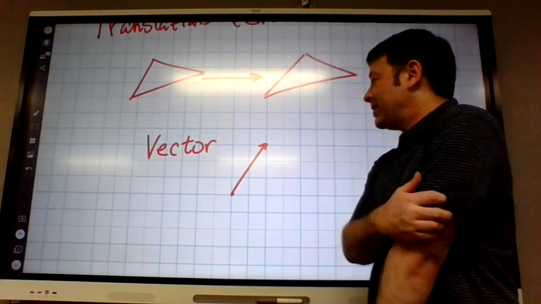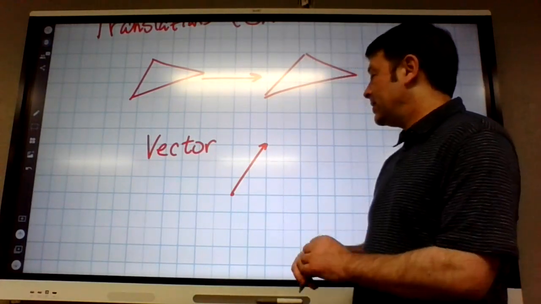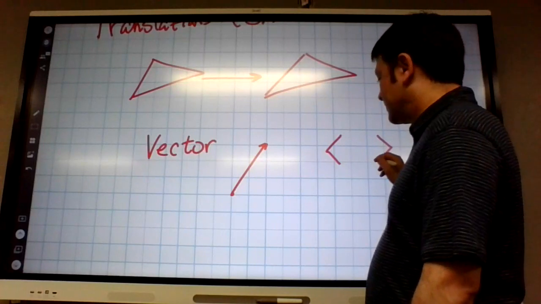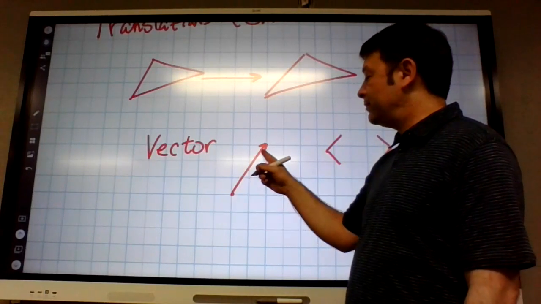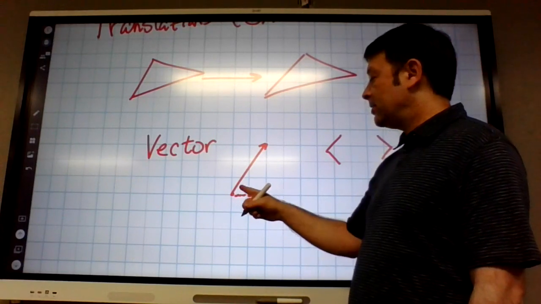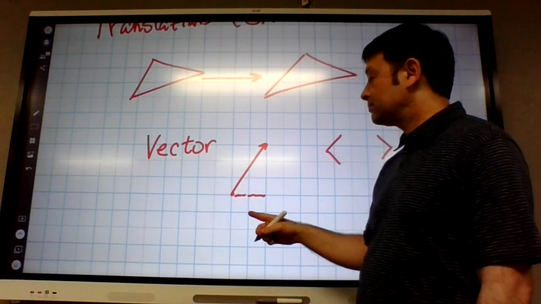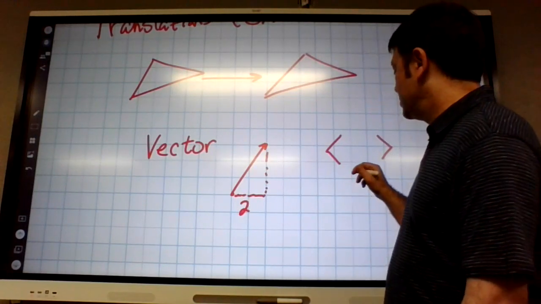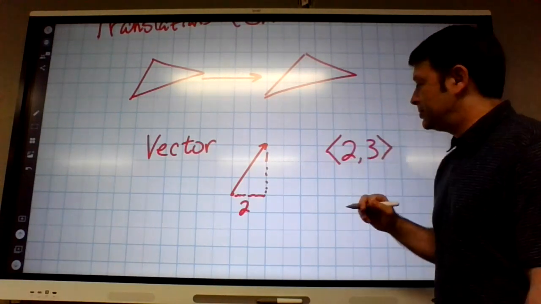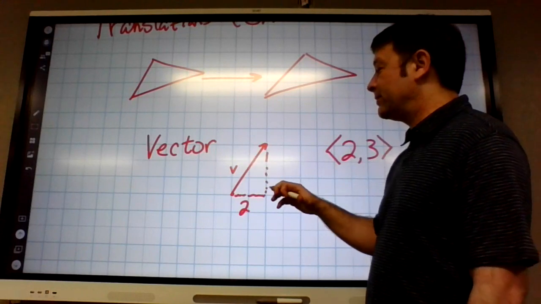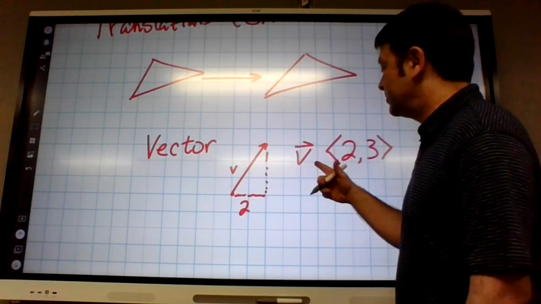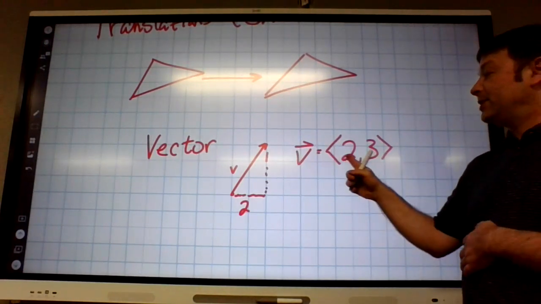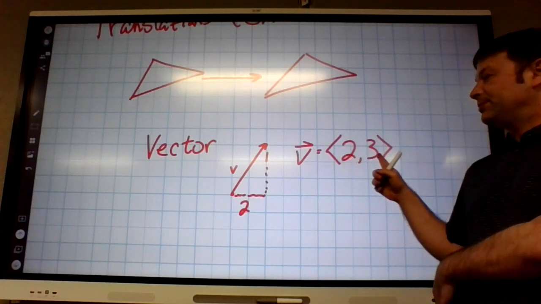There are a couple of different ways to write a vector. We're going to be using coordinates. So how far is this vector moving in the x direction? Two. How far is it moving in the y direction? Three. So we could describe this vector as 2, 3. Usually they call it vector v, and they put a little vector symbol on top. So v is 2, 3. That means it's moving 2 to the right and 3 up.